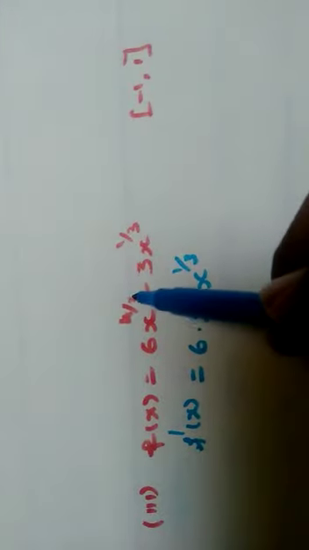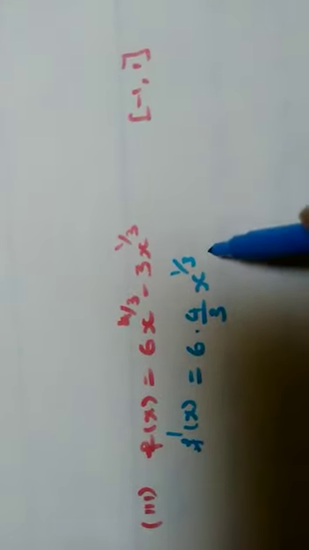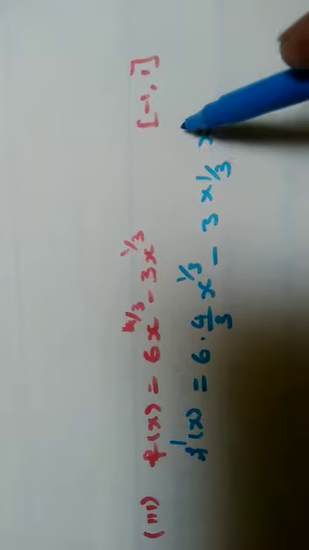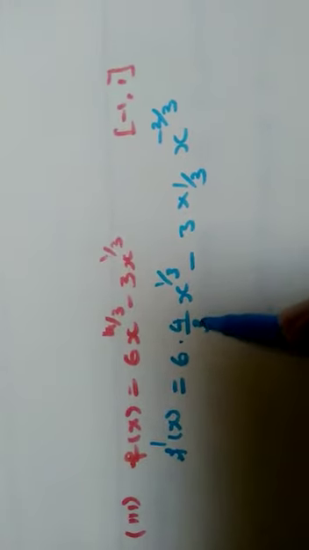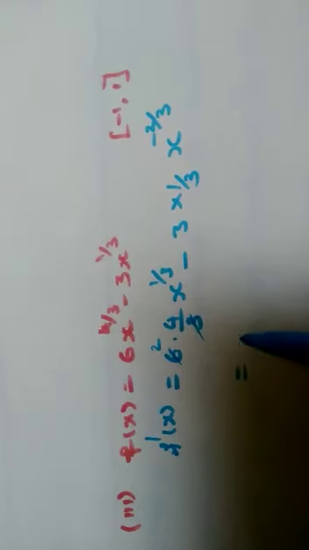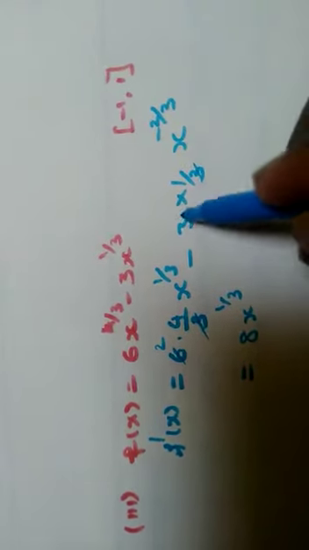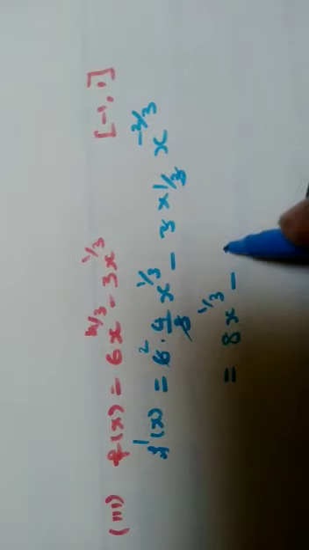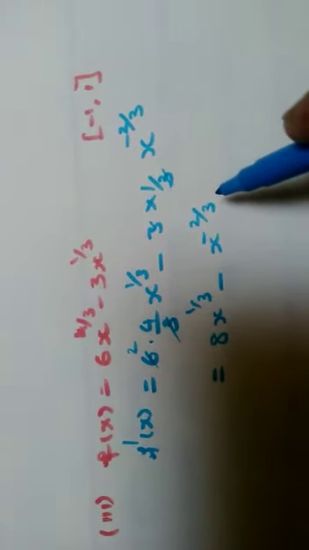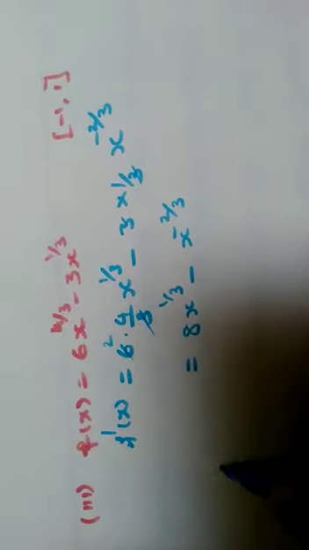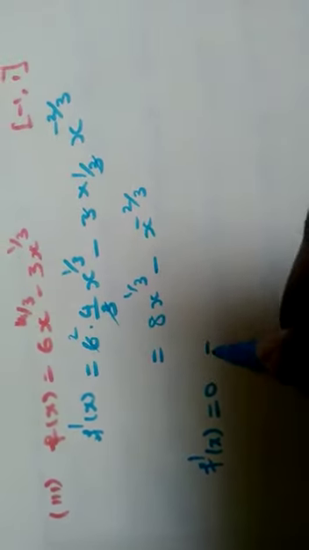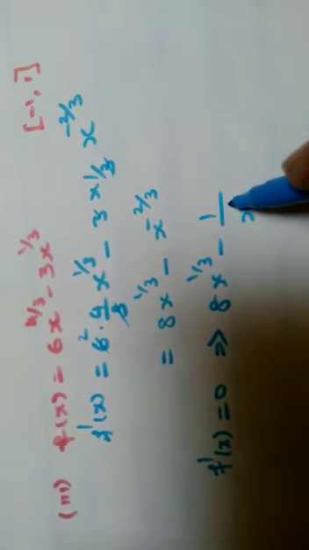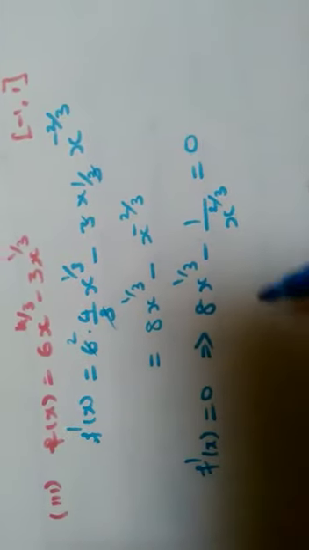So 4/3 into x^(4/3 - 1) we get x^(1/3). Then minus 3 into 1/3 x^(1/3 - 1), which gives x^(-2/3). Then simplify this: here 8x^(1/3), and here 3 and 3 cancel, minus x^(-2/3) will come. Next, equating to 0, f'(x) = 8x^(1/3) - 1/x^(2/3) = 0.